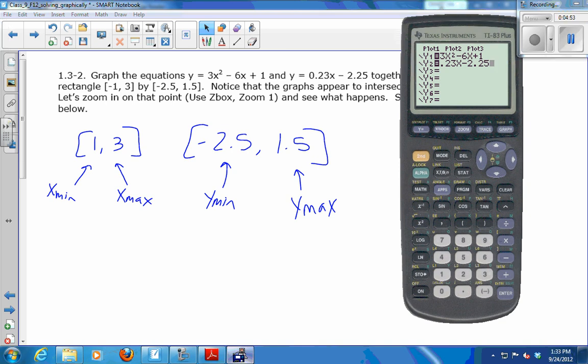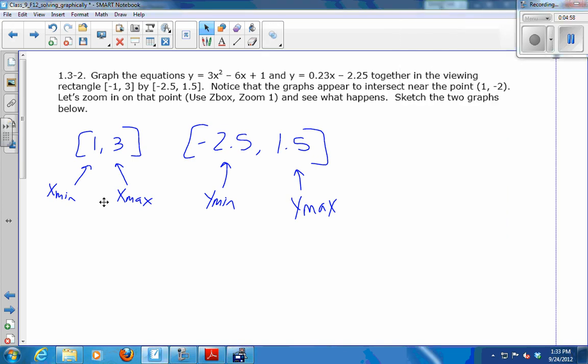Sure, no problem. So the question says graph these two things in this viewing rectangle. So they're always going to give you x first, then y. And this is just interval notation. It means from -1 to 3 for x, and -2.5 to 1.5 for y. So the -1 is x min, the 3 is x max, the -2.5 is y min, the 1.5 is y max. And it'll always come in that format. X min, x max by y min, y max.